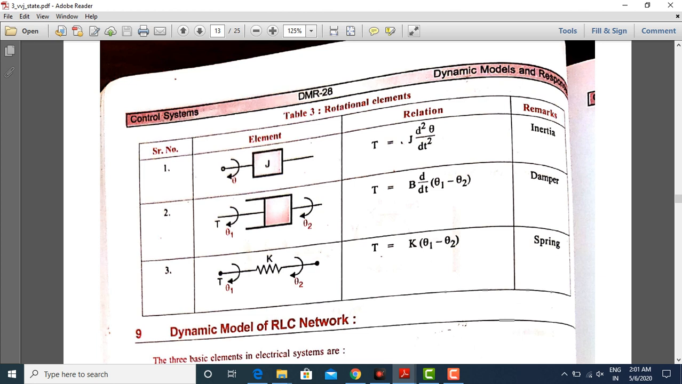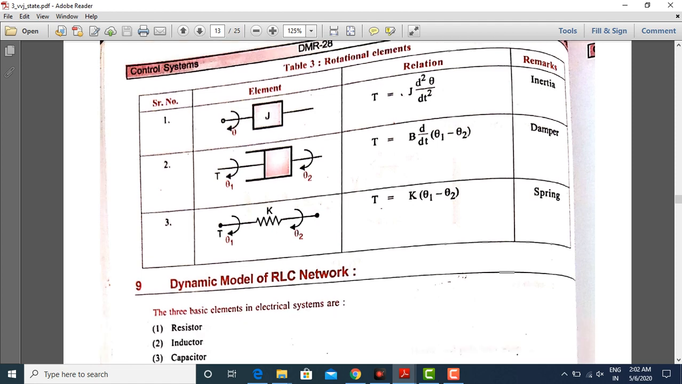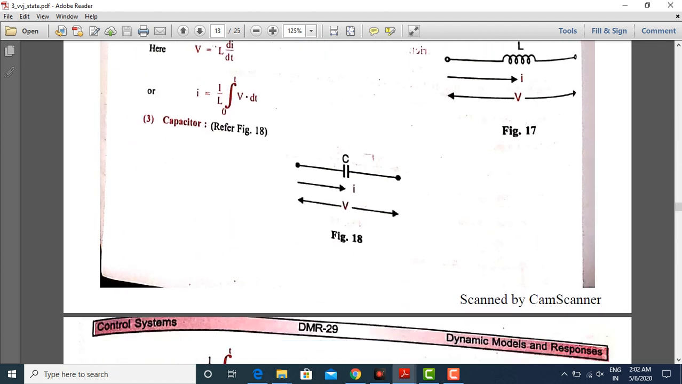So if you are applying the torque to this spring, T equals k theta, that is the spring. If you want to find the rotational system generalized equation, you simply add these three. Then T equals J d squared theta by dt squared plus B d theta by dt plus k into theta. Same as the translational motion. Now we'll move towards the RLC network.